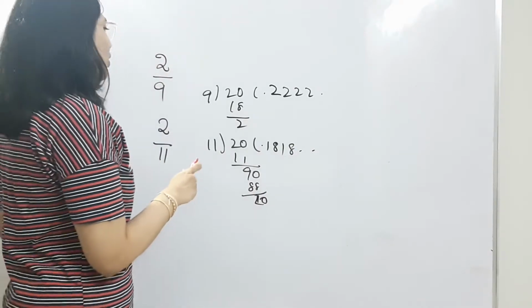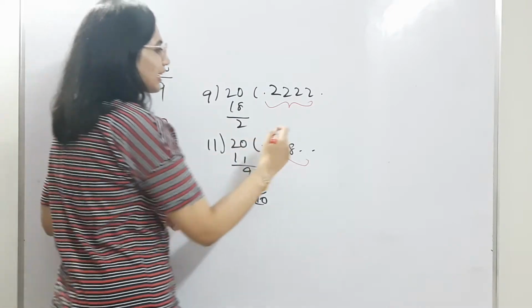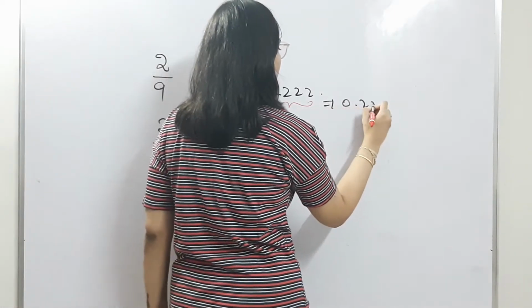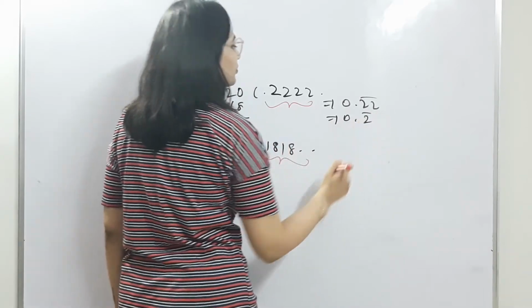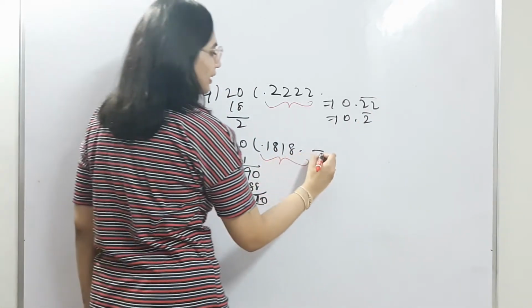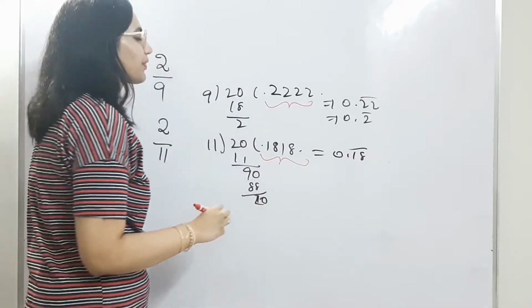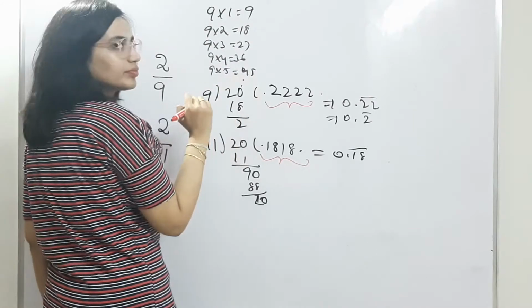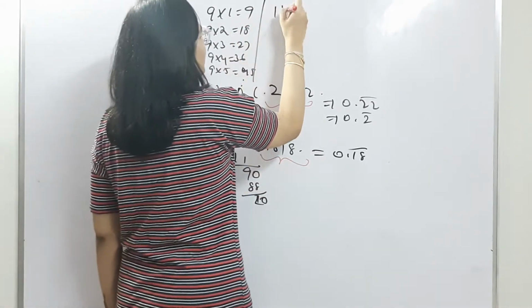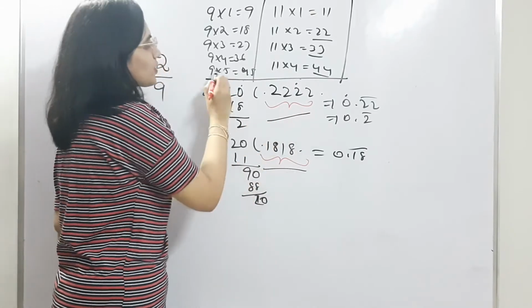Right. What do you observe here? Do you observe a pattern? Can I write this as 0.2 bar? Right. And can I write this as 0.18 bar? Okay. Now, what is 9 table? What is 11 table? 11 ones. So what do you observe here? From this and this, do you see a pattern?